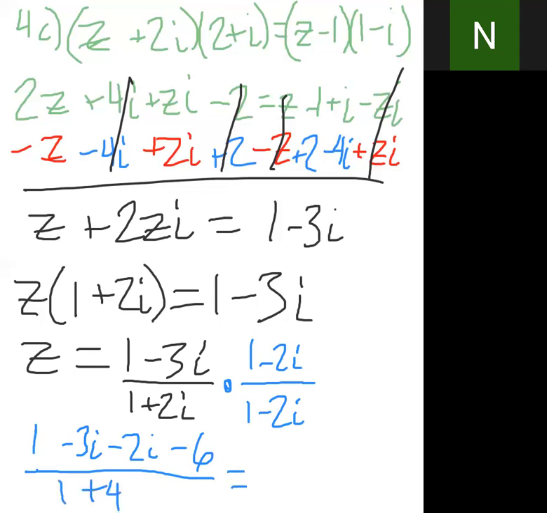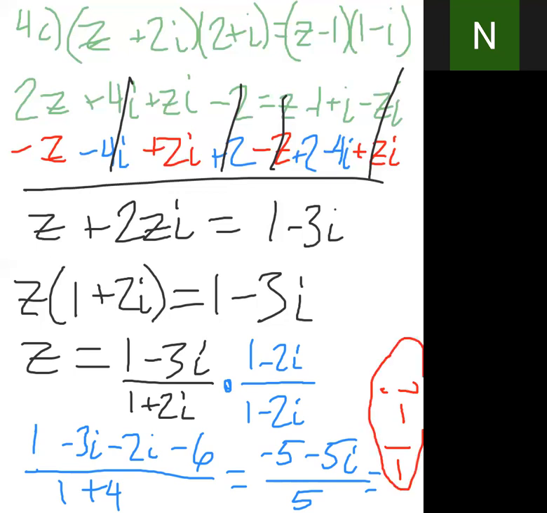I end up with negative 5 minus 5i over 5, which then lastly simplifies to, I'm going to switch it up on you guys, I apologize, but negative 1 minus i. That's your final answer. Negative 1 minus i. Okay. So that should be pretty straightforward.